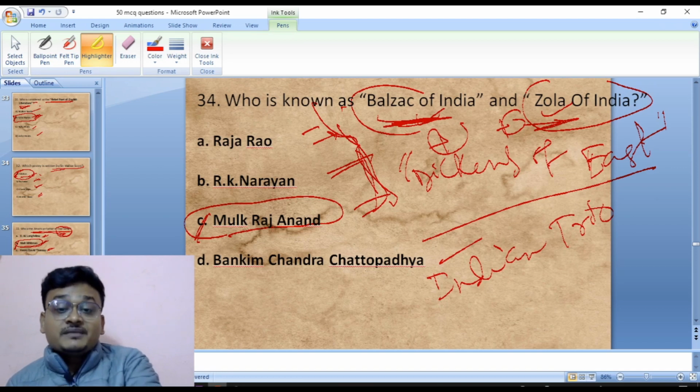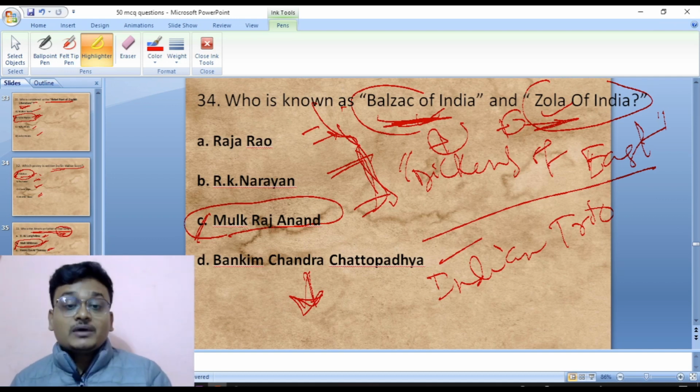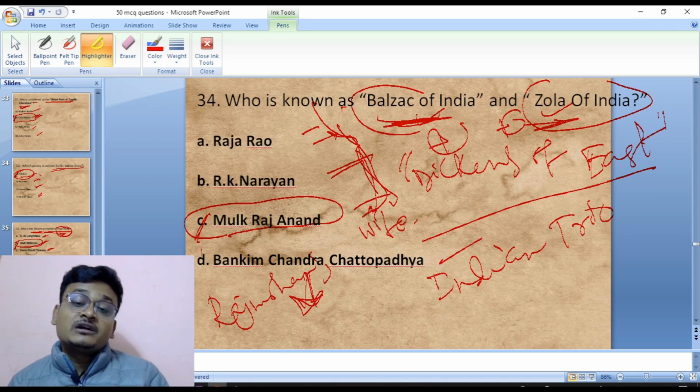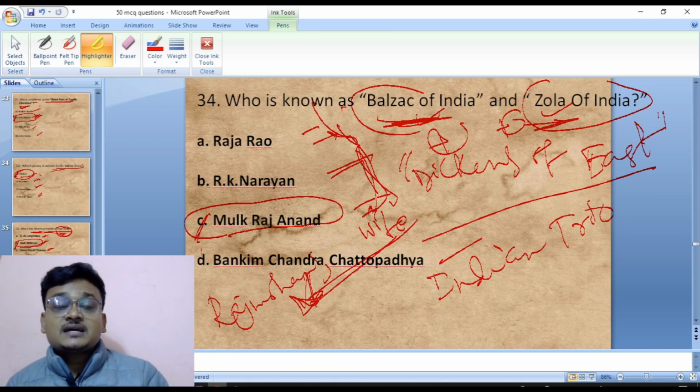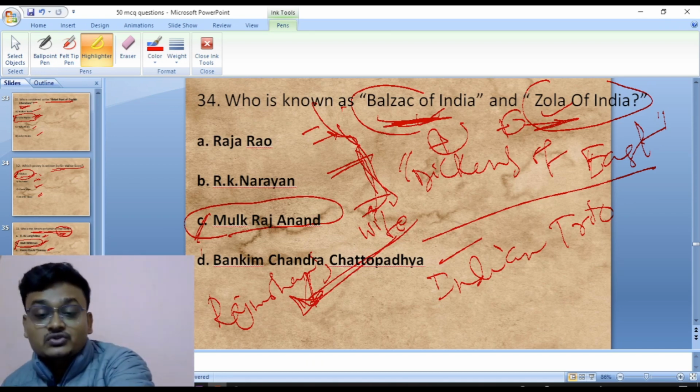And you know that Bankim Chandra Chattopadhyay wrote the first novel written in India in the English language, Rajmohan's Wife, where Rajmohan treats his wife as a tool, as an object, as goods.